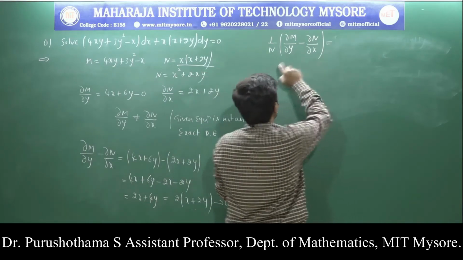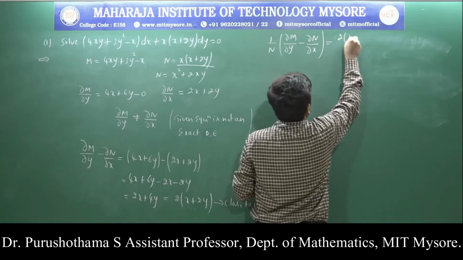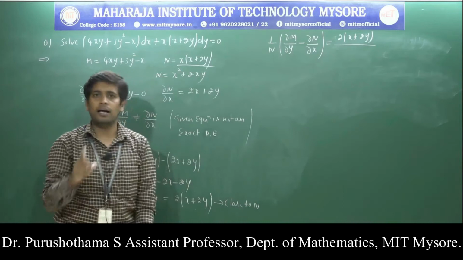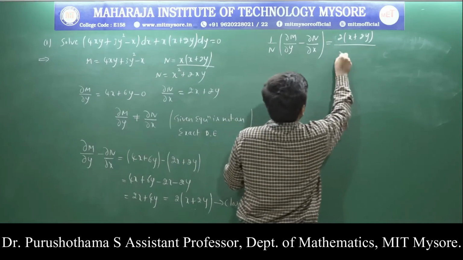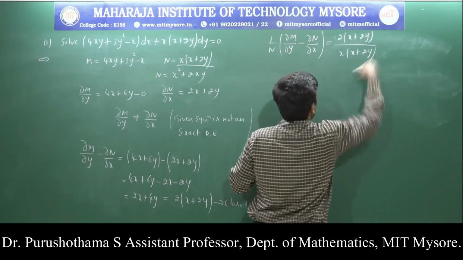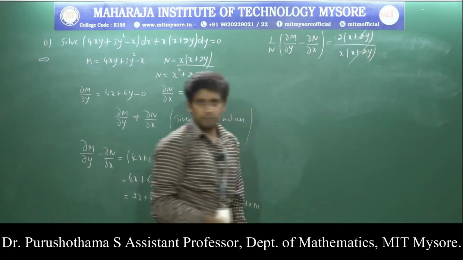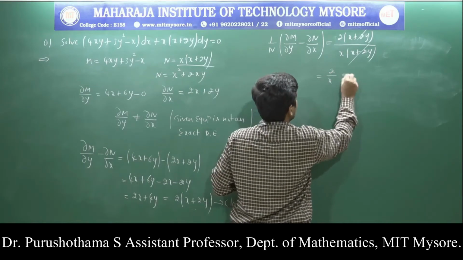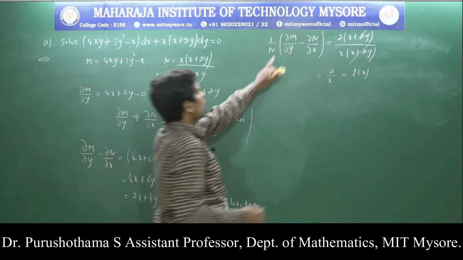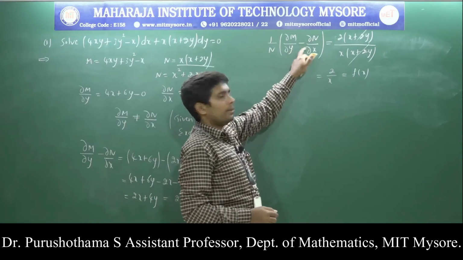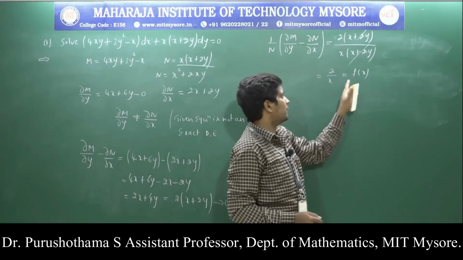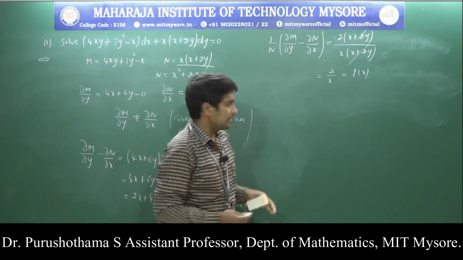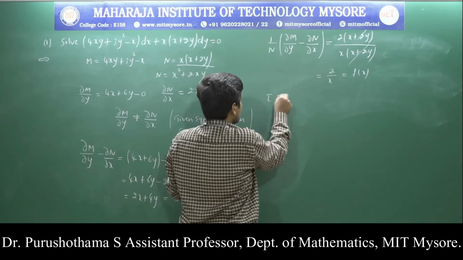In the numerator, the difference is 2 times (x plus 2y), divided by the denominator N, which is x times (x plus 2y). Here x plus 2y gets cancelled, and the remaining value 2 by x is denoted by f of x. Therefore 1 by N times (del M by del y minus del N by del x) is equal to 2 by x, which we denote by f of x. For further continuation, we need the integrating factor.